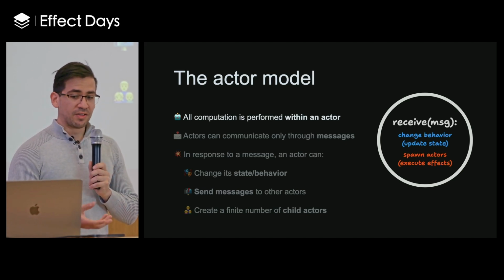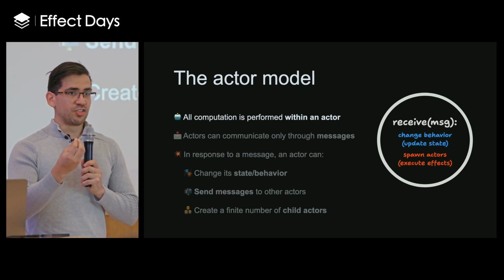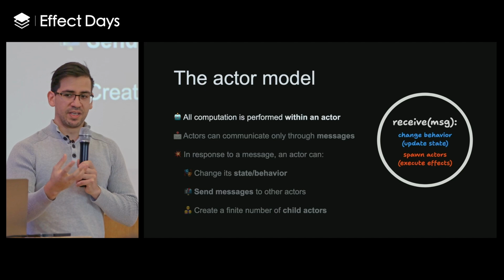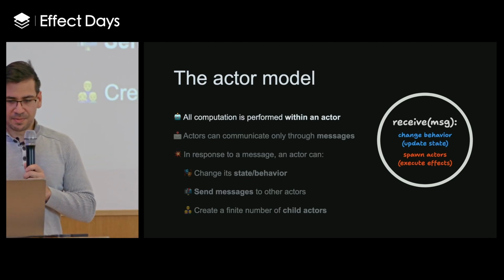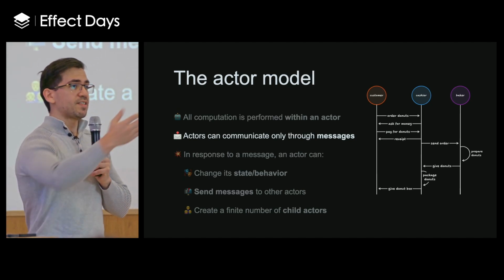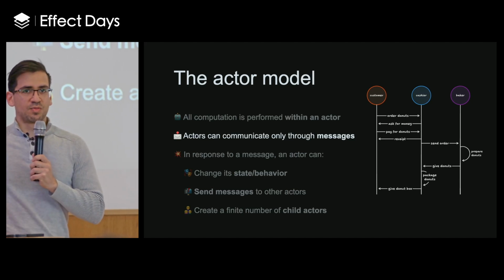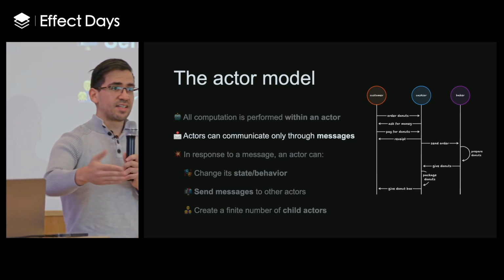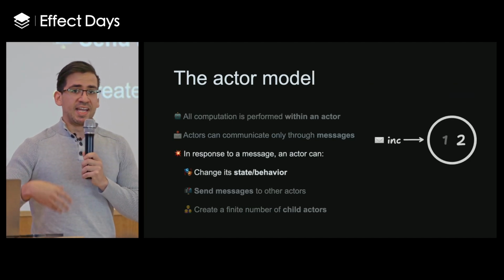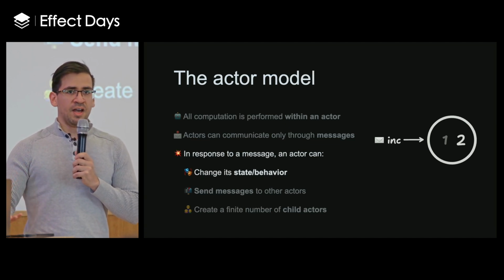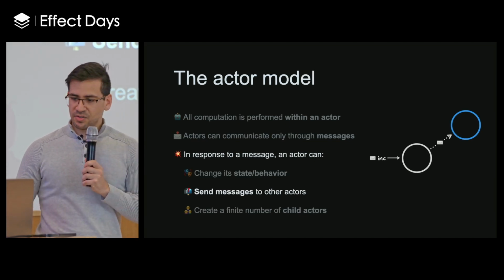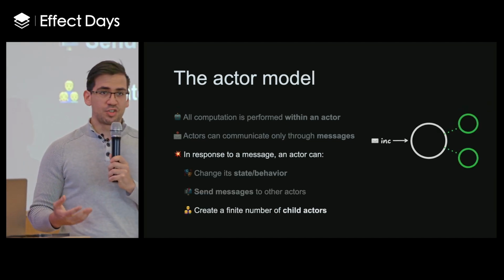In the actor model, an actor performs all computation. So it's not performed outside. Each unit, which is the actor, performs all of the computation. Actors can communicate with each other only through messages. Just like I can't read your mind, an actor can't read another actor's internal state. It needs to communicate via a message. In response to these messages, an actor can change its state or behavior, which is pretty much interchangeable. It could send messages to other actors, and it could create a finite number of child actors.